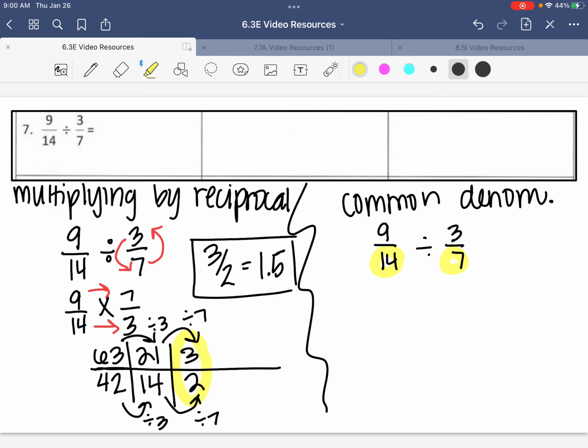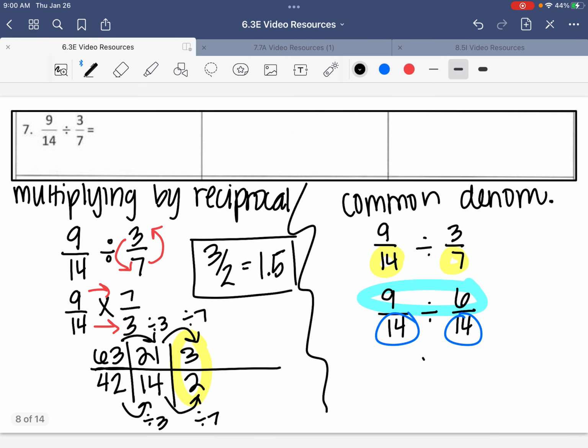14 and 7 are not common denominators, but I can rewrite that with the least common multiple of 14. So 9/14 remains the same, and I'm scaling 3/7 up by 2. So 3 times 2 gives me 6, 7 times 2 gives me 14. And now that my denominators are the same, I can just divide straight across the top. So I get an answer of 9 divided by 6, which is the same as 3/2, which is the same as 1.5.